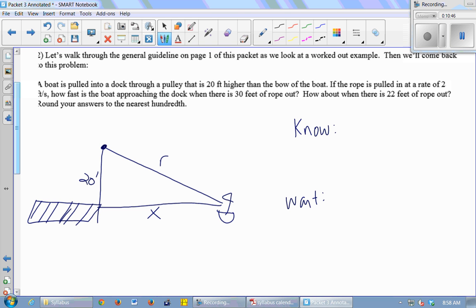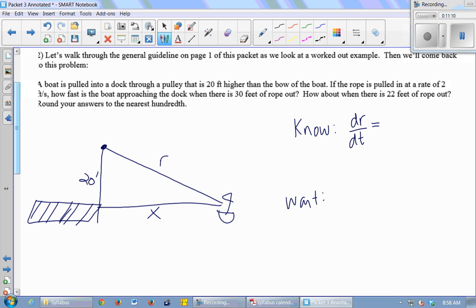$20 is fixed. X prime is 2. The rope is pulled in at a rate. I'm going to call it dr/dt instead of r prime, just to remind us that t is the independent variable here.